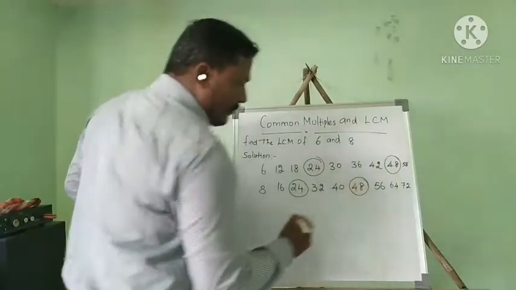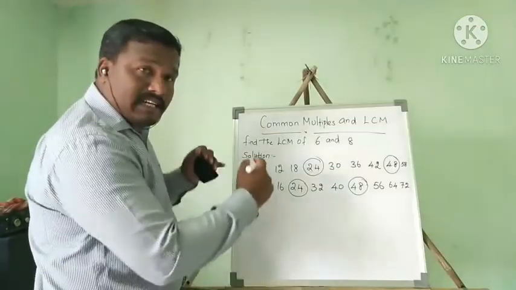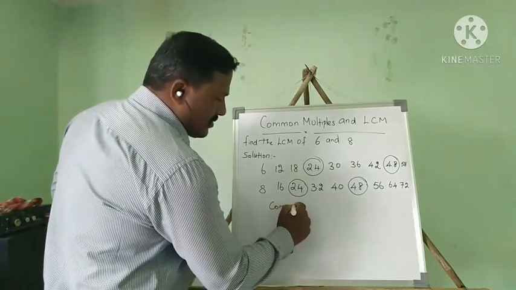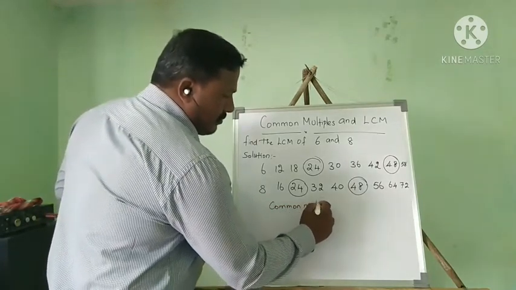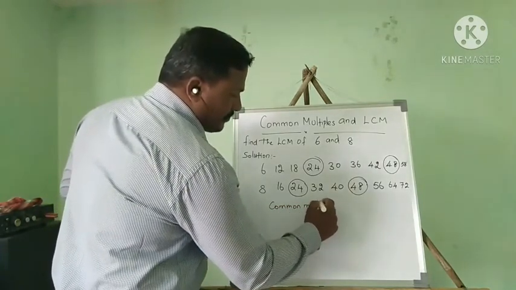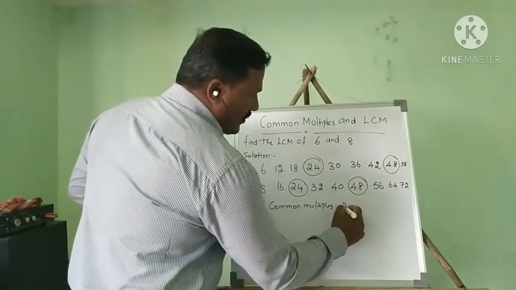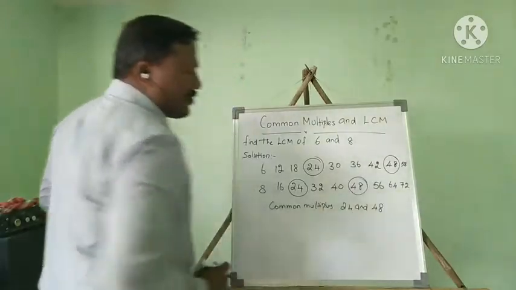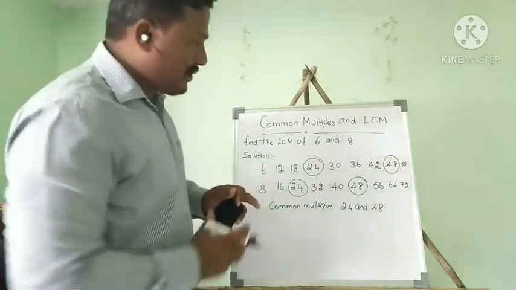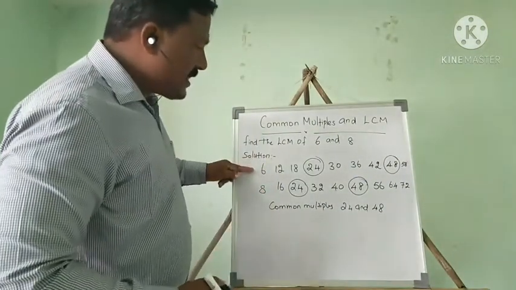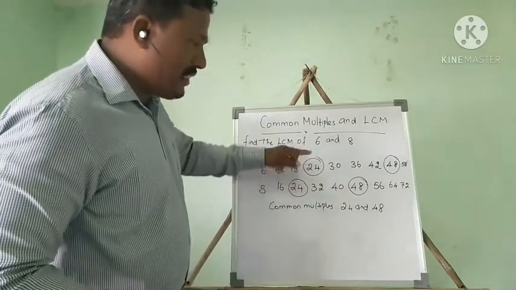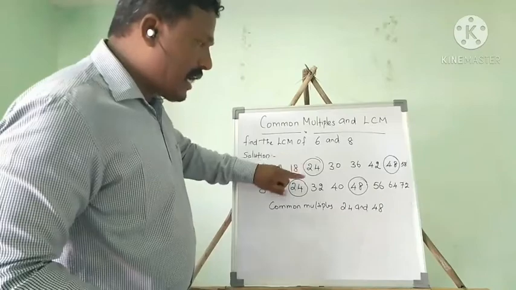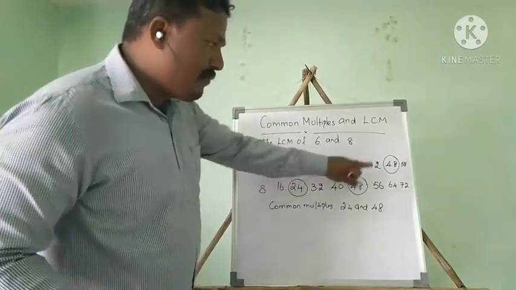So first I am going to collect and write the common multiples. So 24 and 48 are the common multiples, because this is the 6 multiple and this is the 8 multiple. In both multiples, the common multiples are 24 and 48.